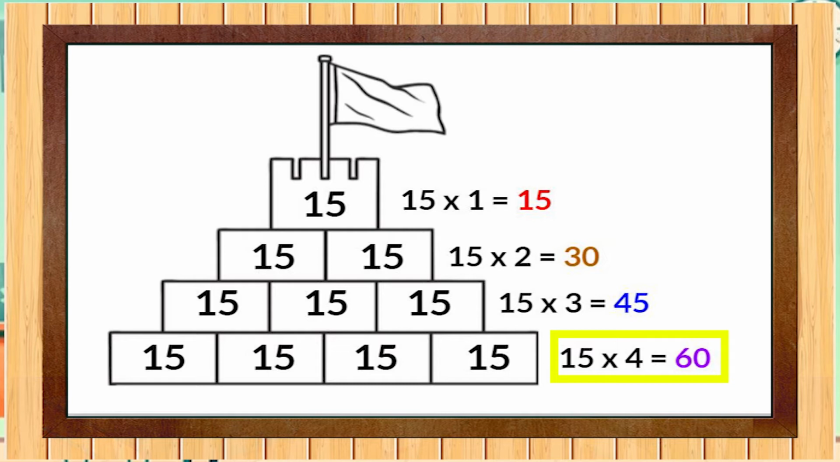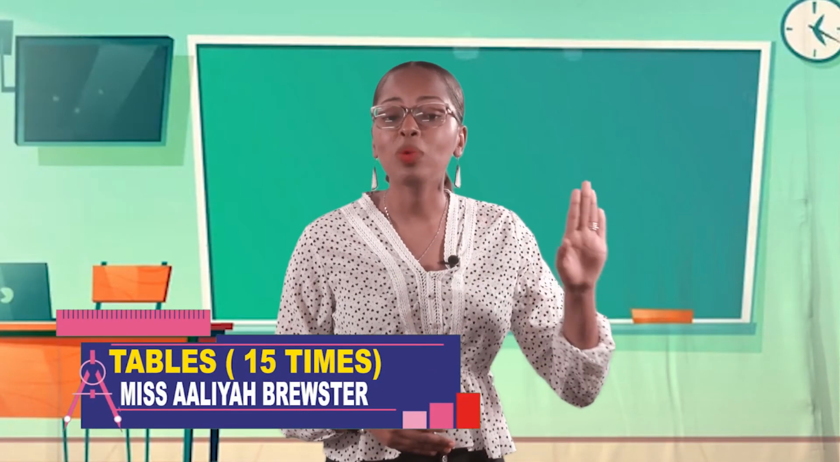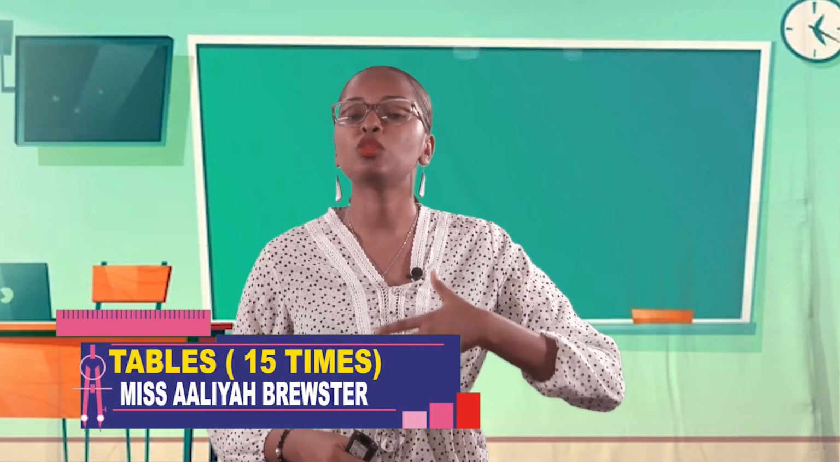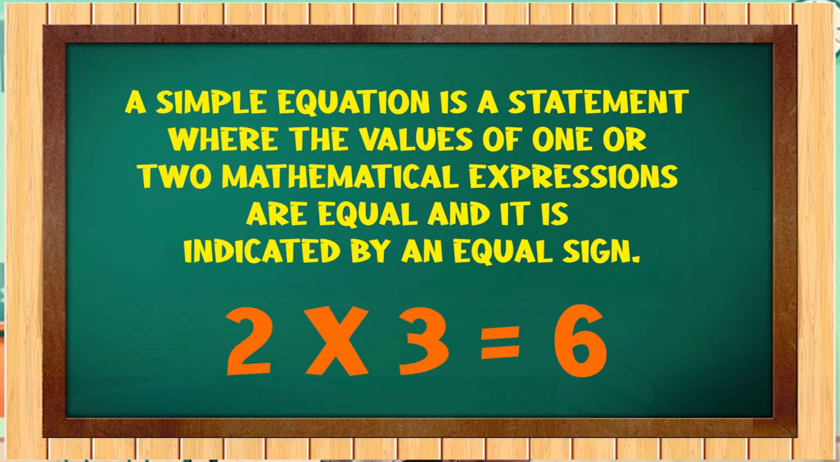So essentially, boys and girls, it brings us back to what we said before we began explaining. Multiplication is repeated addition. We take that number and we add it as many times as it's being multiplied. Okay. Now let's move on to discussing what a simple equation is. A simple equation is a statement whereby the values of one or more mathematical expressions are equal, and it's indicated by an equal sign. For example, 2 times 3 equals 6.